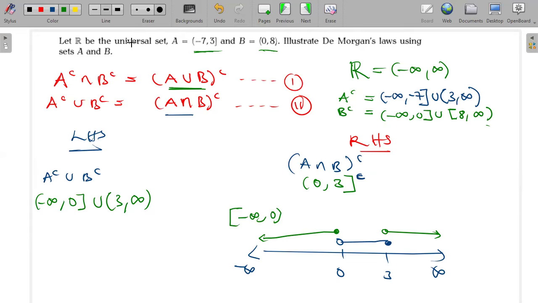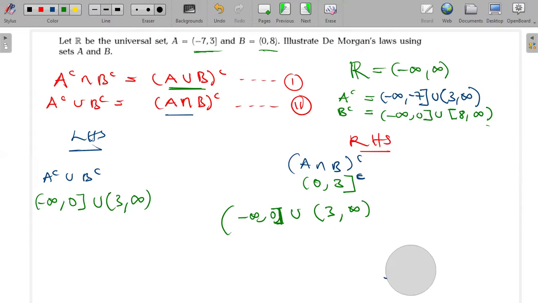And then I close here. The other side here has to be closed, because at 0 we indicated that it's closed. Union, open at 3, and then all the way to infinity, like that. So now from there, you can see already that that's what we found to be our left-hand side. So then you conclude left-hand side is equal to right-hand side. Hence, shown. You have used De Morgan's law to illustrate this.